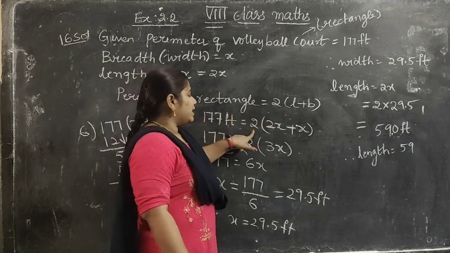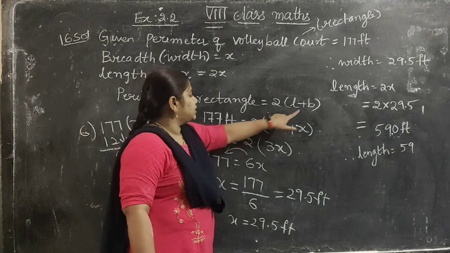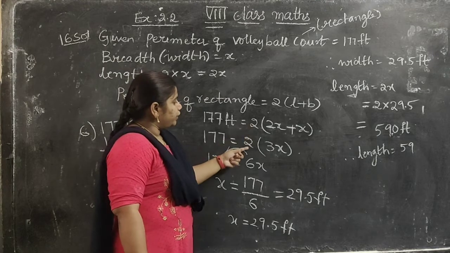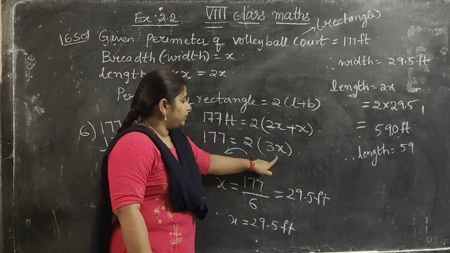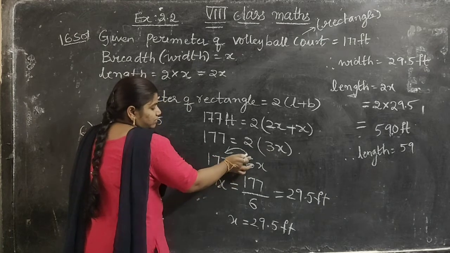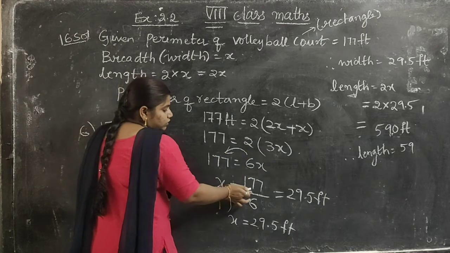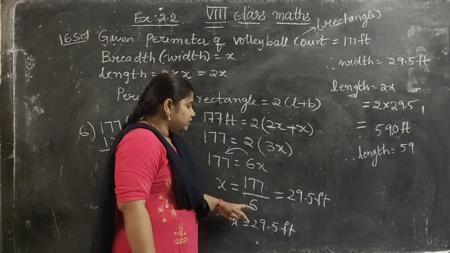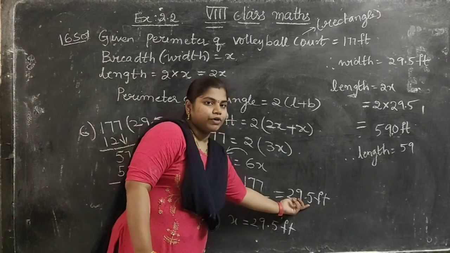Now we find the perimeter, equal to 2 as it is. The length value is 2x, the breadth value is x. Now 177 is equal to 2 into (2x plus x), which is 3x. Now 2 threes are 6x. Now send the 6 to the other side. x is equal to 177 by 6. If you divide 177 by 6, you get the result as 29.5 feet.